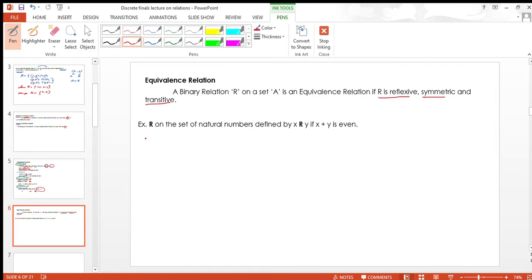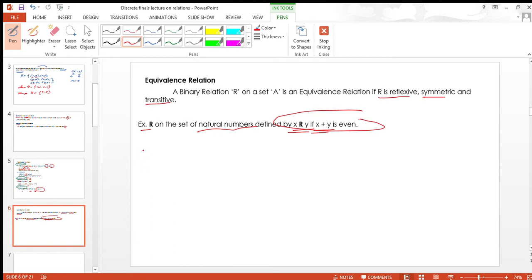Okay, first example. R is the relation, okay? And we are considering the set of natural numbers defined by X is related to Y if X plus Y is even. So this is now our open sentence.